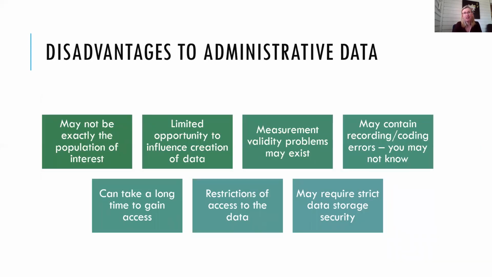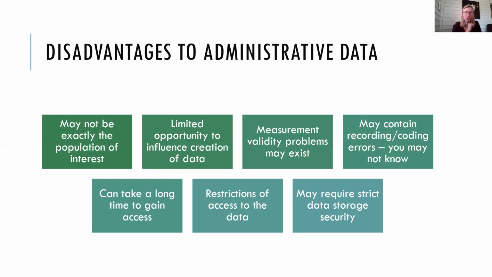Disadvantages would be these. It might not be the population of interest. You might look at QPS data, and that's all data for people who have been arrested. However, we as researchers might want to know about people who are serial offenders in the community who have not been arrested. That data set would be completely useless in a research question if we're looking at people who have not been arrested.